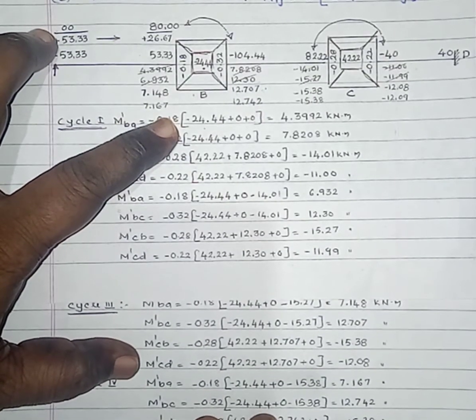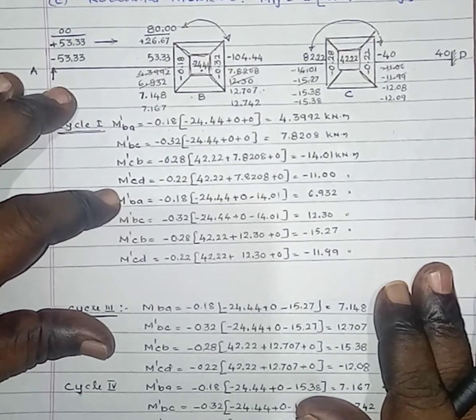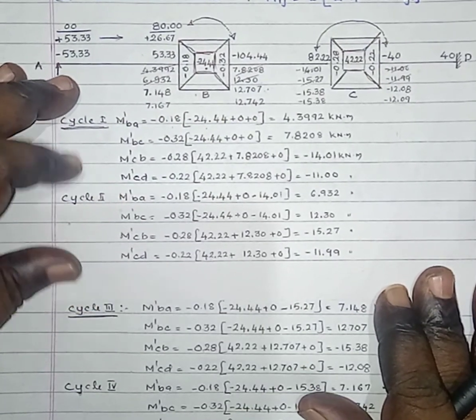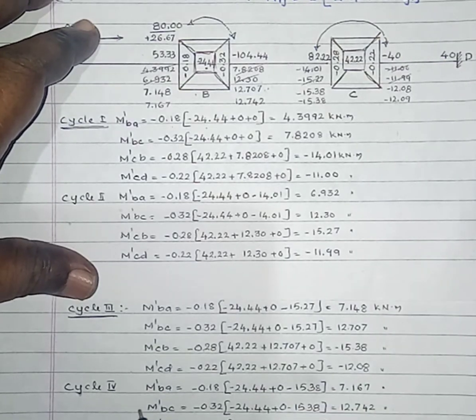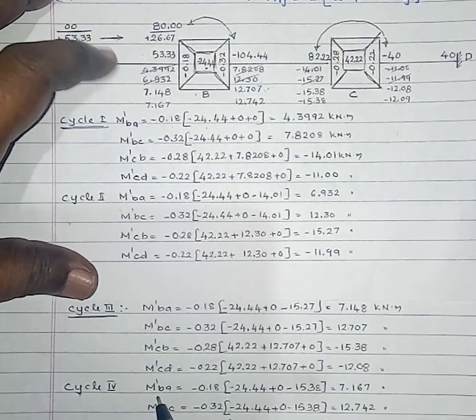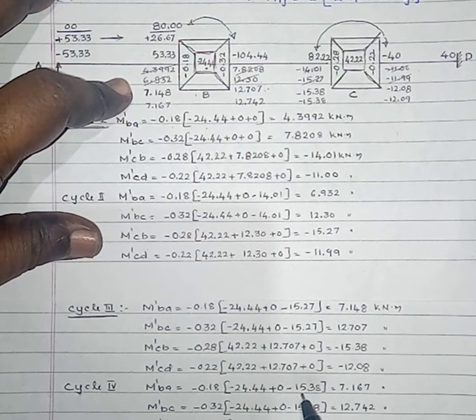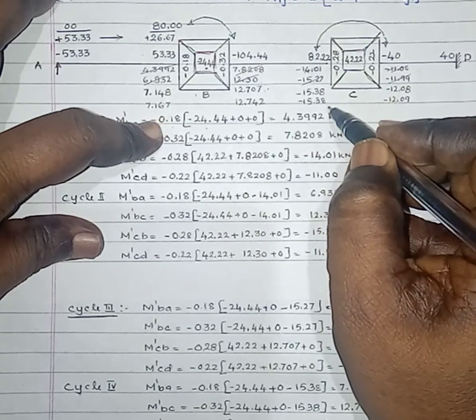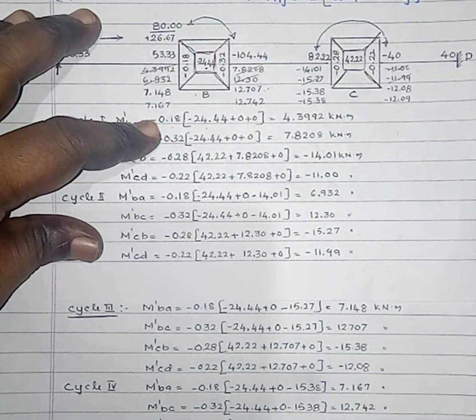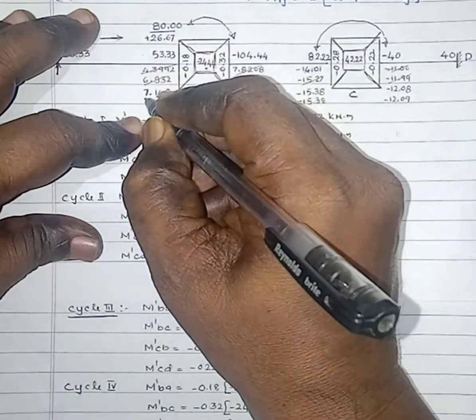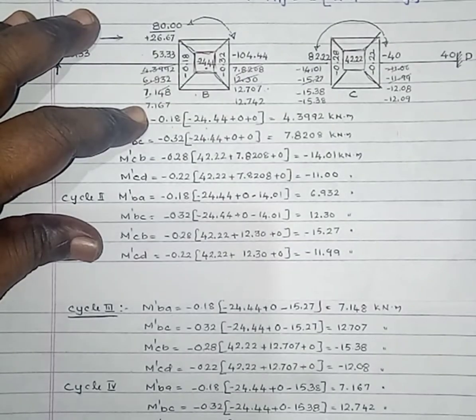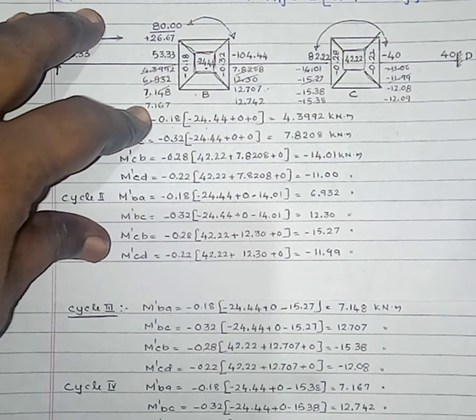After the completion of the third cycle, if possible you have to complete within the 3 cycles, otherwise go for the 4th cycle if the time is available. Then m dash BA, the rotational factor is minus 0.18, inside the bracket sum of the fixed end moment is minus 24.44, far end rotational contribution is 0 from A, minus 15.38 from C. Then here you will get 7.167. You have to cancel this and write 7.167 as the new rotational moment at end BA.